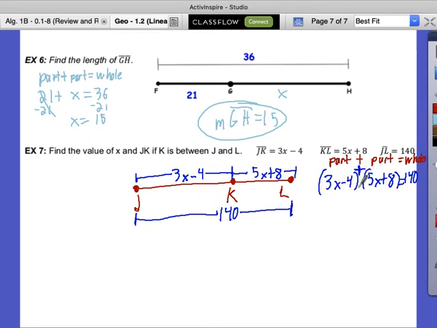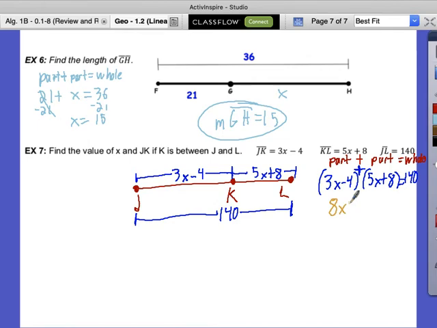So Presley, what's a pair of like terms we see? 3x and 5x are the same variable x to the same power of 1. Okay. So what is 3x plus 5x? 8x.